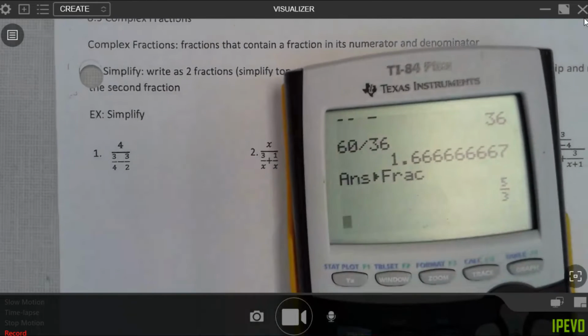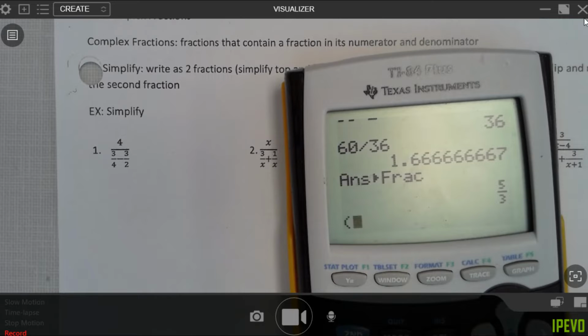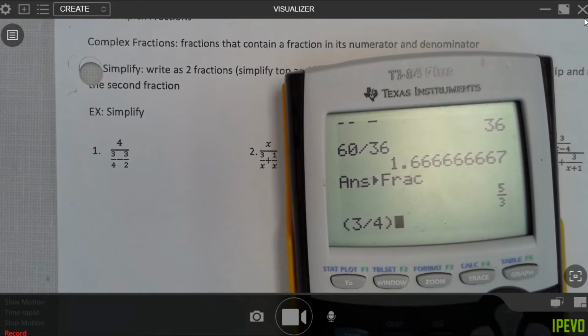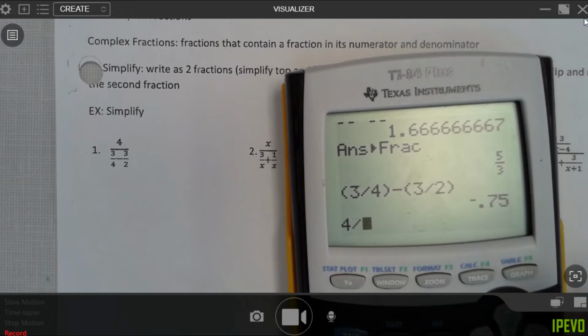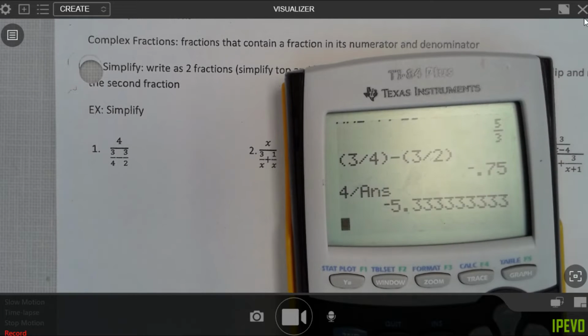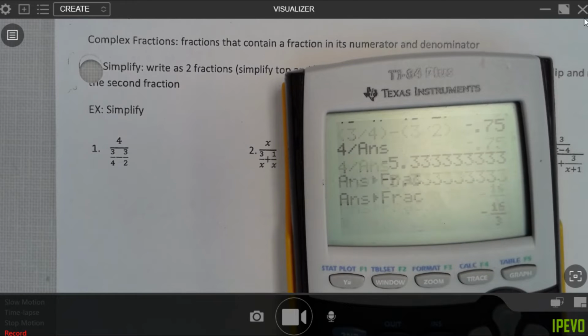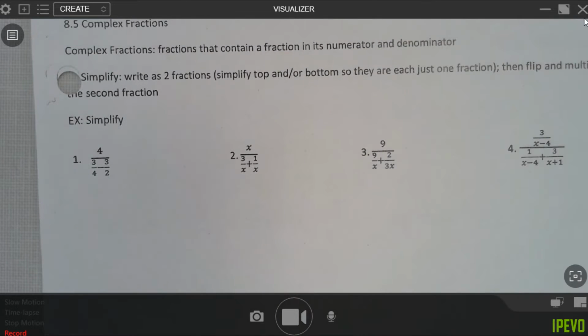So the first one, you could just do it in your calculator and do 3/4 minus 3/2, and then do 4 divided by that answer, and then turn it into a fraction. So our answer better be -16/3 when we do it mathematically. I'm going to show you how to do it mathematically so that we don't need a calculator and because it relates to all the other problems on today's lesson.